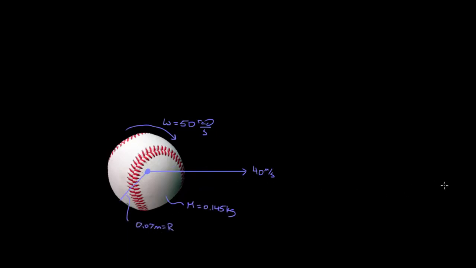So we can figure out the total kinetic energy. Well, there's going to be a rotational kinetic energy, and there's going to be a translational kinetic energy. The translational kinetic energy is going to be 1/2 the mass of the baseball times the center of mass speed of the baseball squared, which is going to give us 1/2 times 0.145 times 40 squared. That's how fast the center of mass of this baseball is traveling. And if we add that all up, we get 116 joules of regular translational kinetic energy.